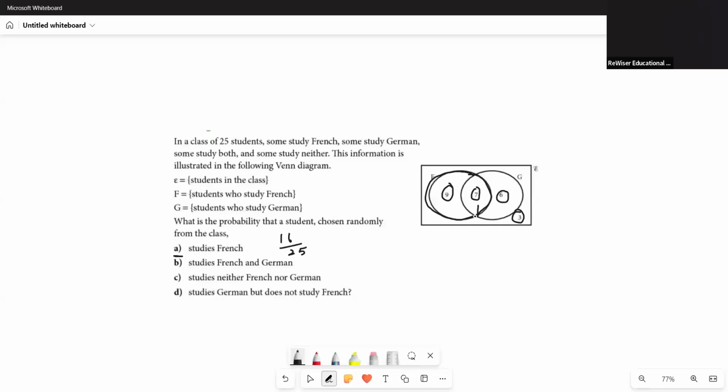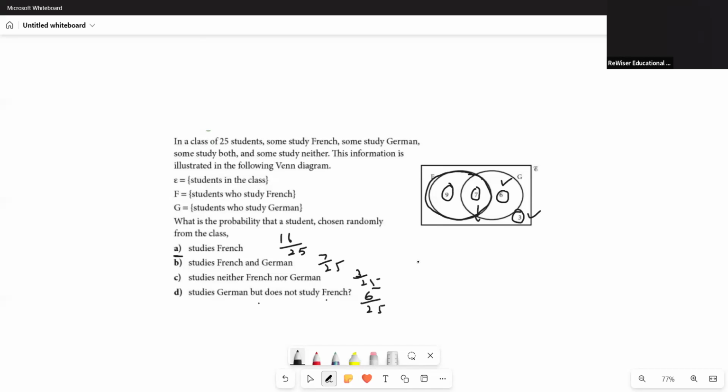Studies French and German, so that has to be the common intersection, so that's 7 over 25. Studies neither French nor German, so that's 3 over 25. Studies German, but does not study French. See, studies German but does not study French. The intersection also includes French, so that means studies German only, so that has to be 6 over 25. So that's the answer, and that's the way to respond to any Venn diagram questions that are asked. Please note it down carefully.